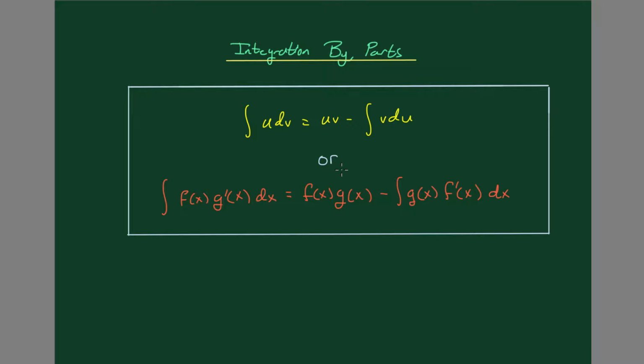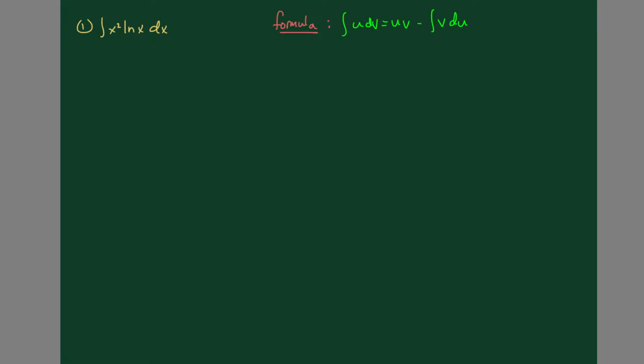Now sometimes you could see this formula written as the integral of f of x g prime of x dx is equal to f of x g of x minus the integral of g of x f prime of x dx. Alright, so let's go right ahead and get into the problem here. The first problem is the integral of x squared ln of x dx.